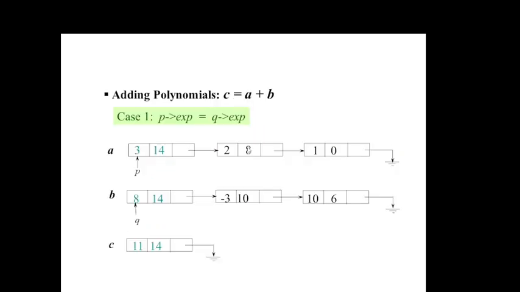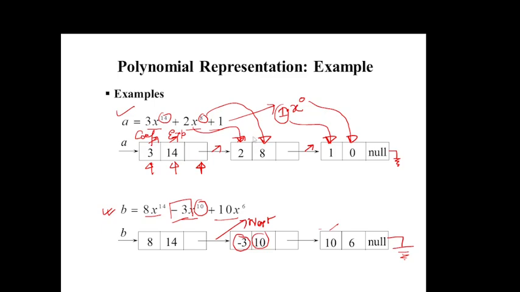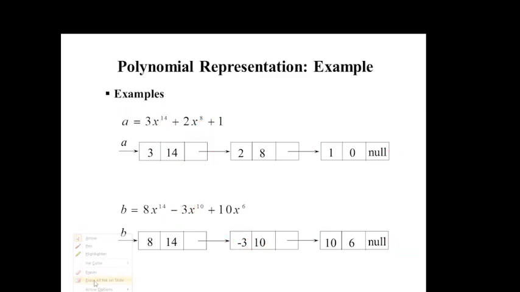So now when I'm going to add two polynomials, one second, let me just erase this thing. Okay, so here you can see that we have two polynomials: 3x to the power 14 plus 2x to the power 8 plus 1, and 8x to the power 14 minus 3x to the power 10 plus 10x to the power 6.